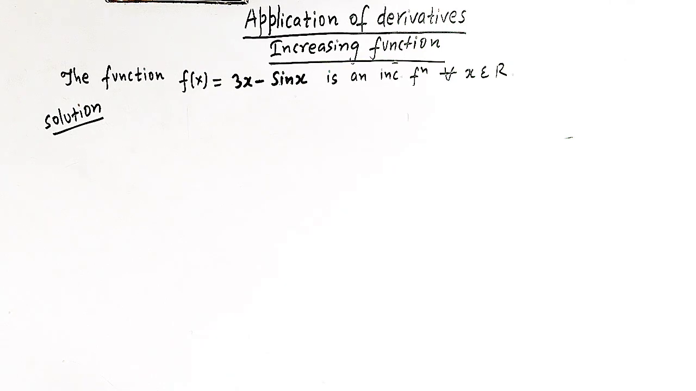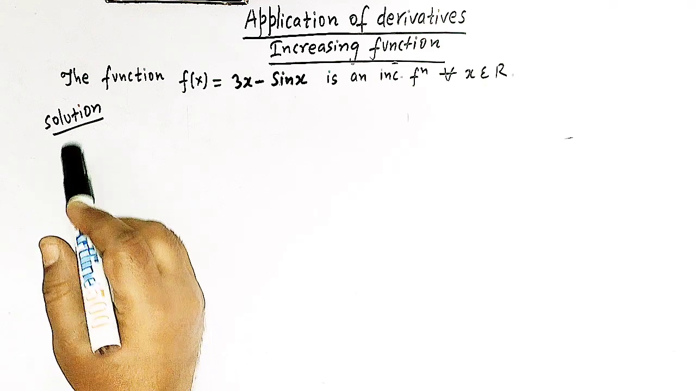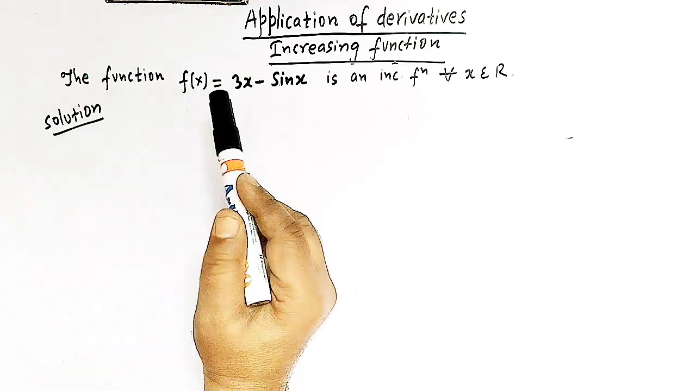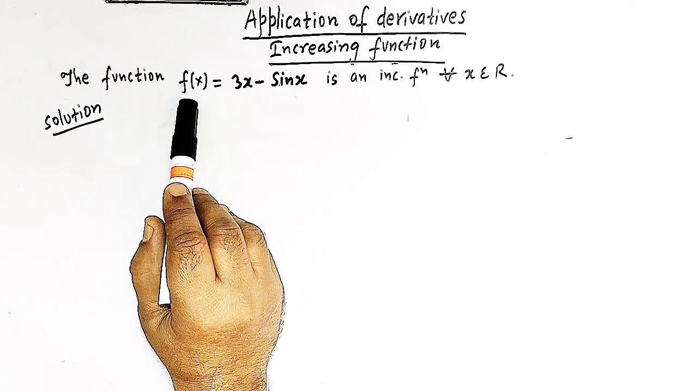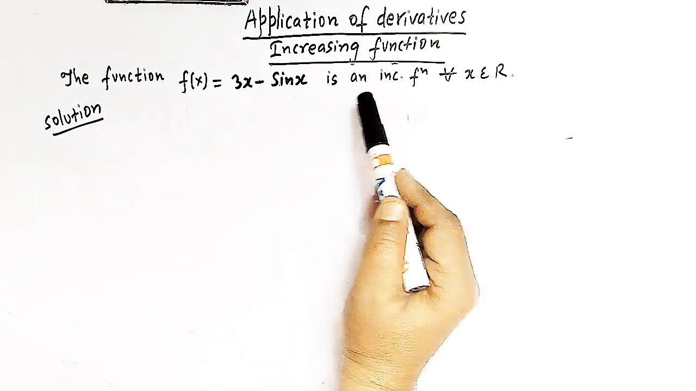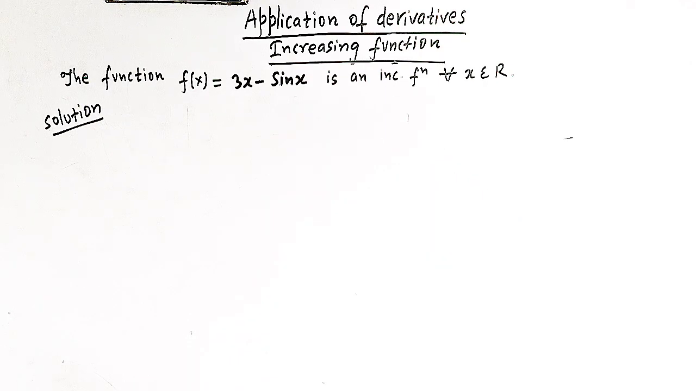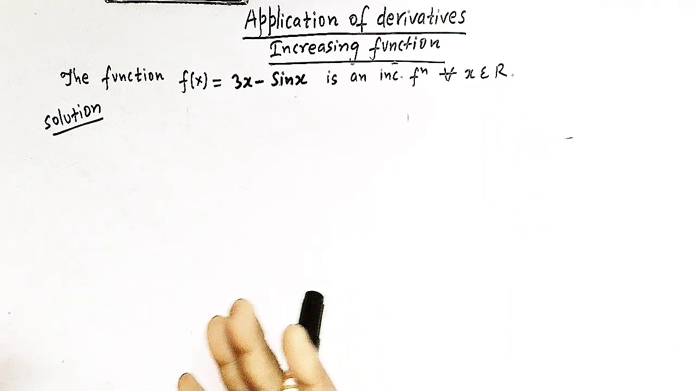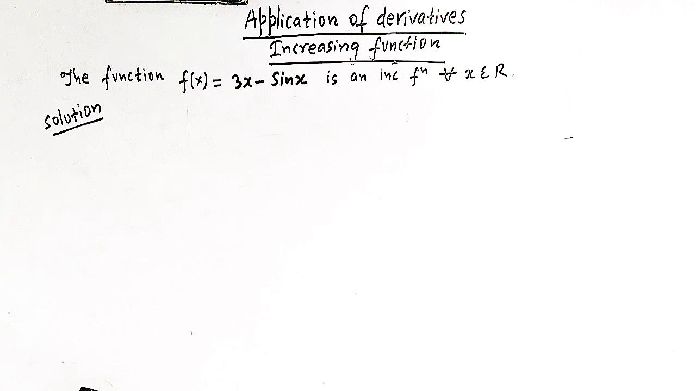Hello viewers, in today's session we are going to discuss an important problem from increasing functions. So here we have this problem where we have to prove that the function f of x, which is equal to 3x minus sine x, is an increasing function for all x belonging to the set of real numbers, right? So before solving this problem, let us first quickly see the definition of increasing function in terms of derivative.